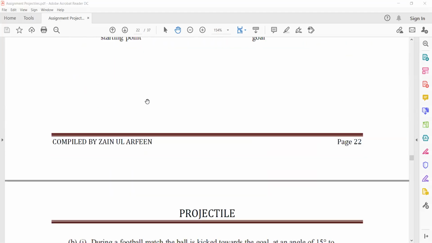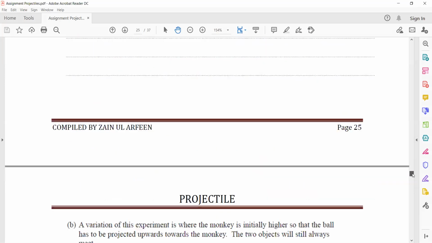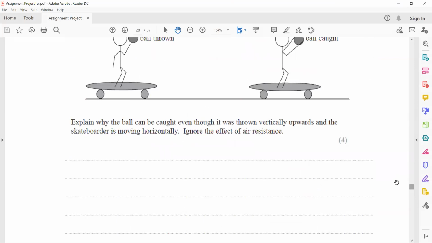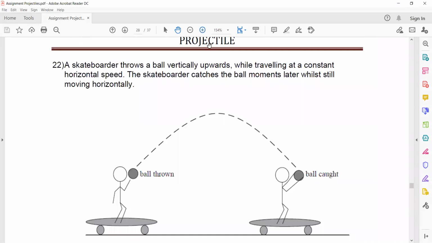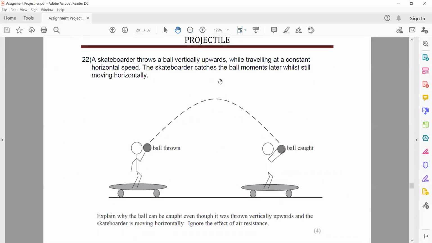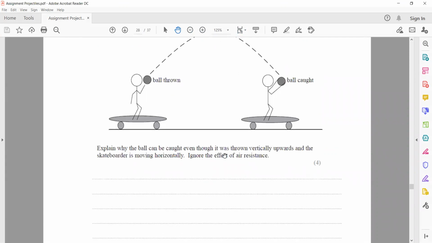Then page 28. Okay, in this question, they mention a skateboarder threw a ball vertically upward while traveling at a constant horizontal speed. The skateboarder catches the ball the moment it's still moving horizontally. Why can the ball be caught even though it is thrown vertically and the skateboarder is moving horizontally?